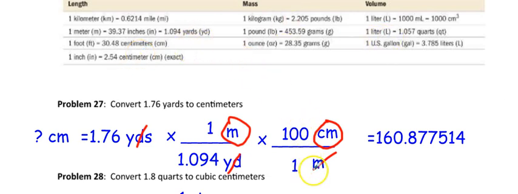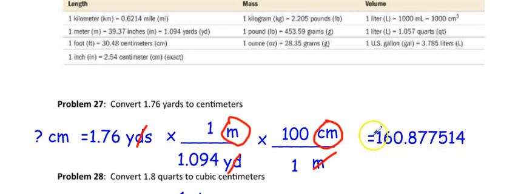Which is a bigger unit, a meter or a centimeter? A meter is, so it gets the 1, and centi means 100. So now I'm ready to actually go through the problem. All my units are working out great, so now it's a matter of using my calculator. So I get 1.76. This is in the denominator, so you're going to divide by 1.094. This is on the top, so I'm going to times, and this is what my calculator gives me.